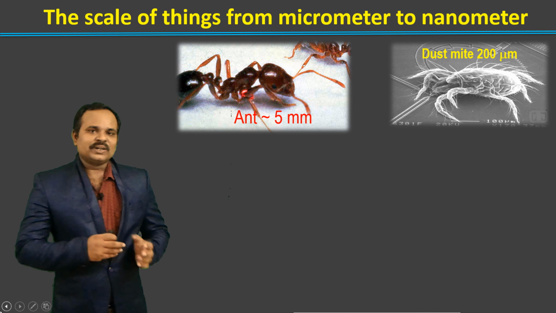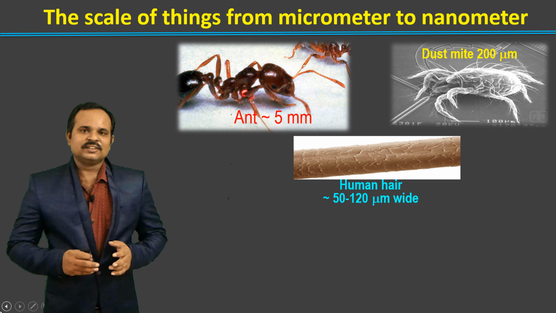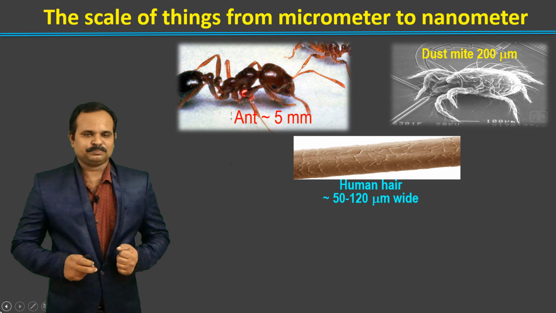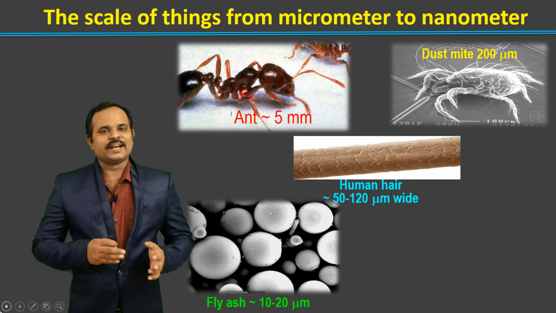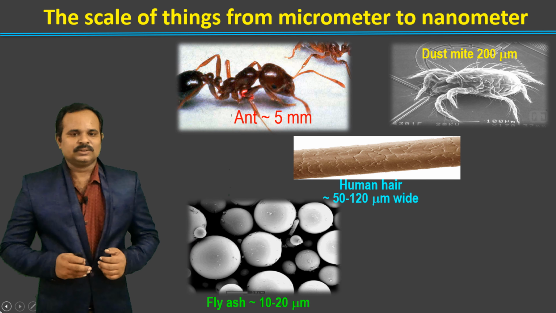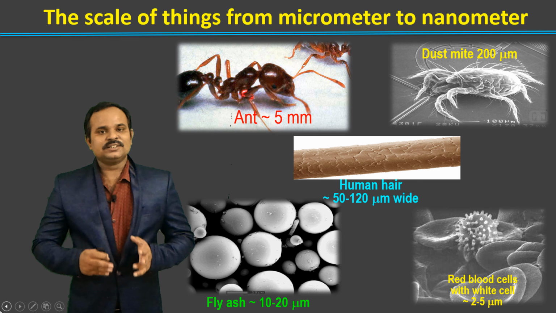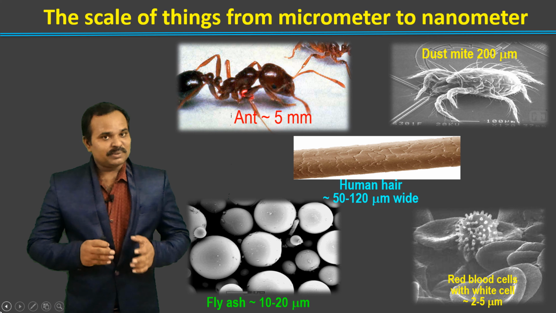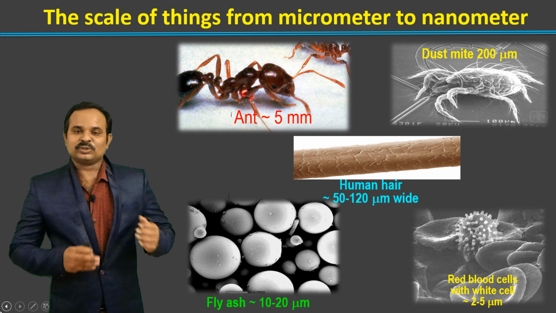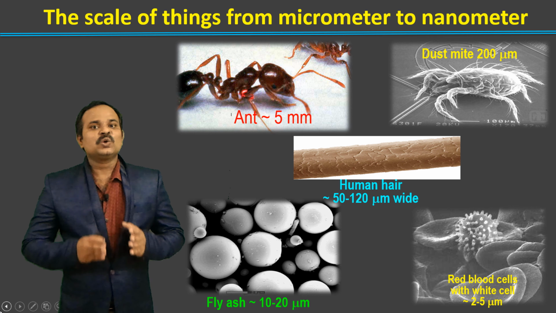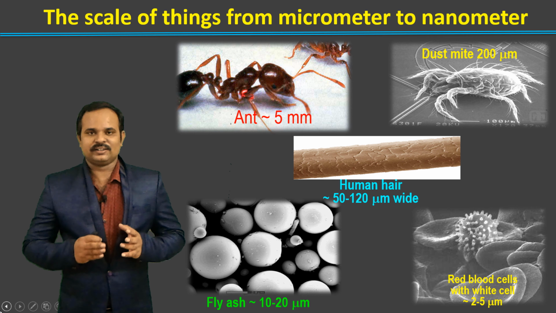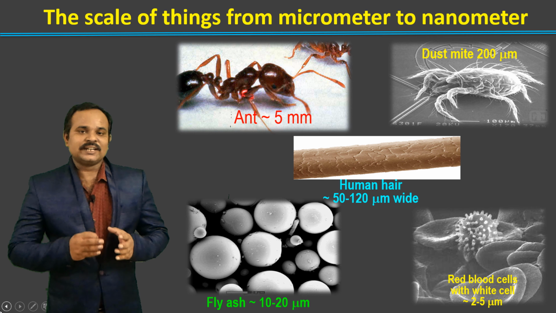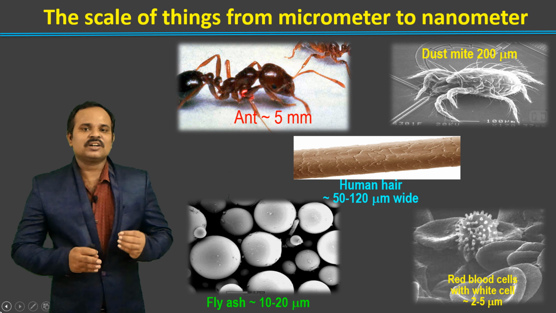Now, you can see another picture, human hair. The size of the human hair is of the order of 50 to 120 micrometers, and a fly ash particle is 10 to 20 micrometers. You can see another picture, red blood cell. The size of the red blood cells is 2 to 5 micrometers. When you compare the red blood cell with the red ant, it is exactly 1000 times smaller than the red ant. That means the red blood cells are very small, 1000 times smaller compared to the red ant.